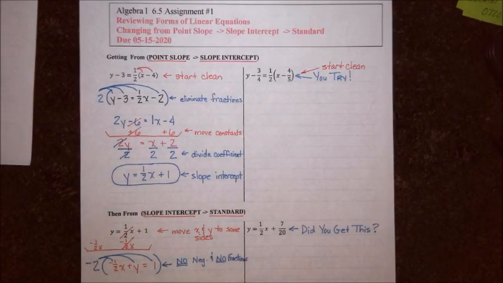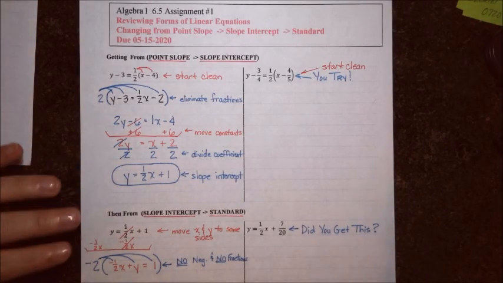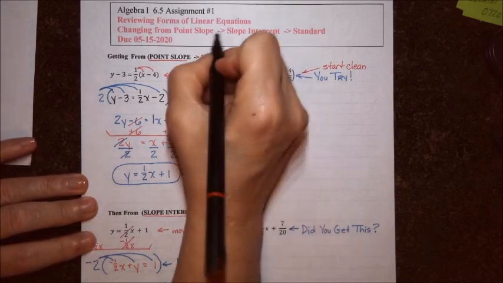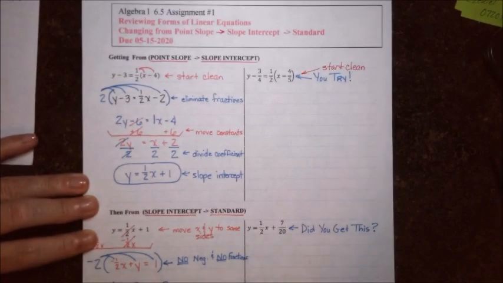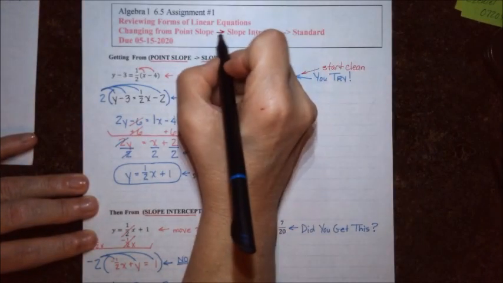It's Miss Fires again, and we're going in the opposite direction. All right, so what to do to get from point slope to slope intercept, and from slope intercept to standard.